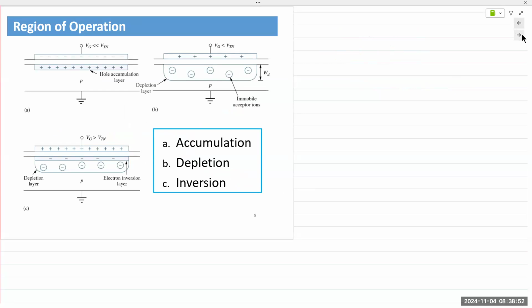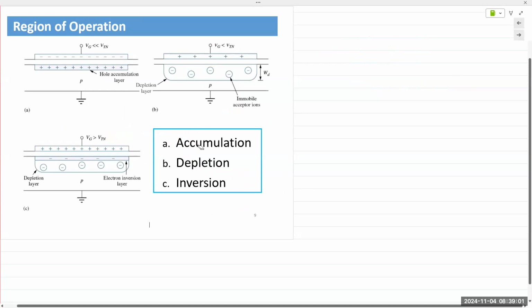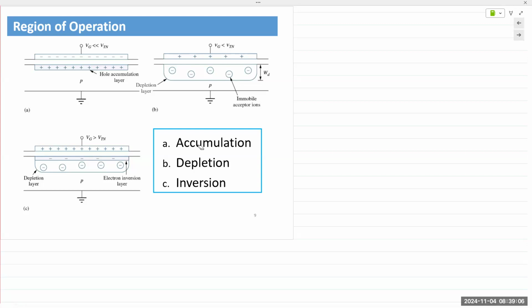So there are three regions of operation for this MOS capacitor: accumulation, depletion, and inversion. Shortly stated, accumulation is where it accumulates charge carriers. Depletion is when it gets devoid of charge carriers, and inversion is where the charge carriers invert, meaning if it's a positive charge, it inverts to a negative charge, and if it's a negative charge, it inverts to a positive charge. And the key thing here is this is different from the JFET.